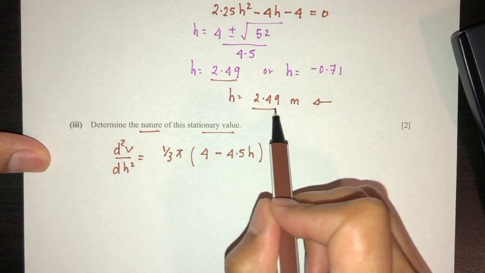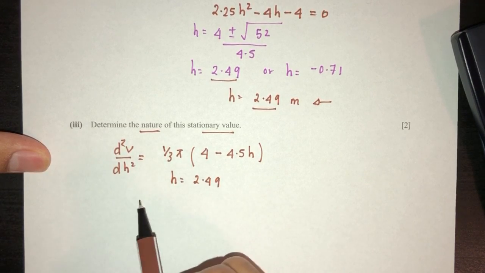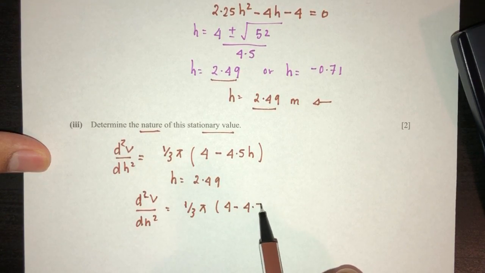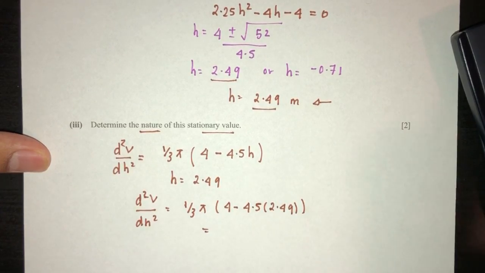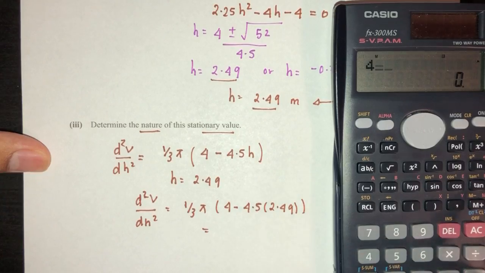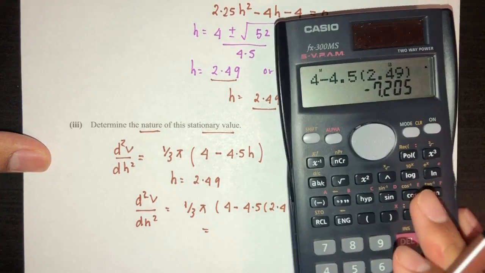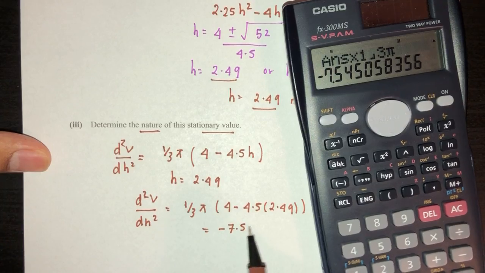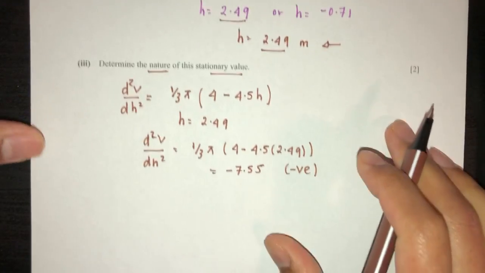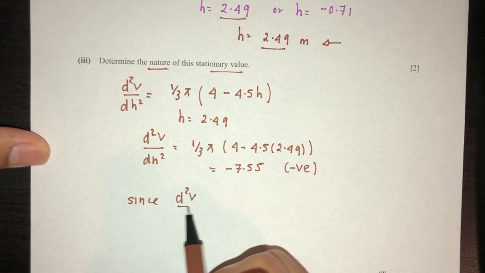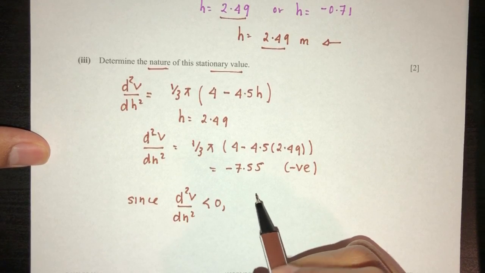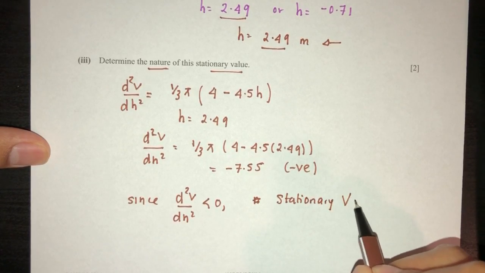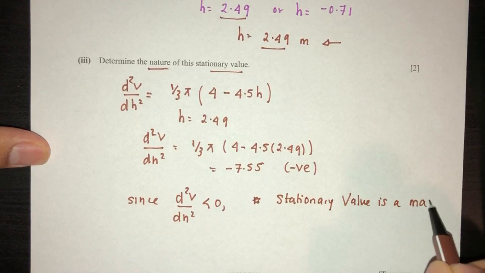Now for this value of h, which is equal to 2.49, what is this value? d2v by dh2 should be 1/3 pi times (4 minus 4.5h). Let's see what you get. So 1/3, that's okay. Let's find the inside. So 4 minus 4.5 times 2.49, that is this times 1/3 pi. That'll be minus 7.55, which is a negative value. So you would say, since d2v by dh2 is less than 0, the nature of the stationary value is a max value.